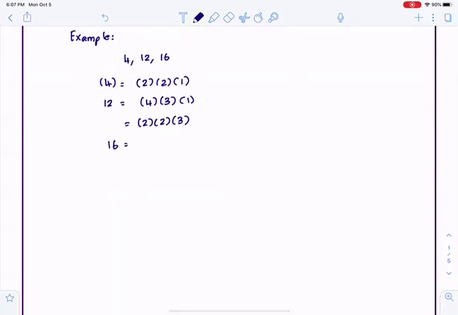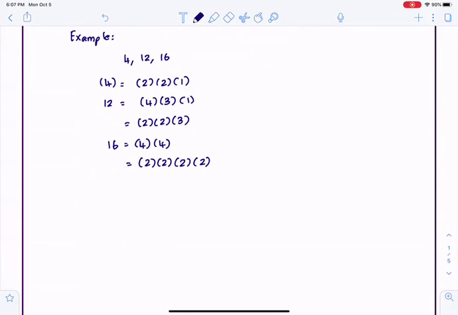So next is 16. So 16, first step, we've got to write it in terms of the smallest number that we see, if it is possible. So we would have 4 times 4. But then we know that 4 has factors 2 times 2. So I could write it as 2 times 2 times 2 times 2. So we have factored every single number.